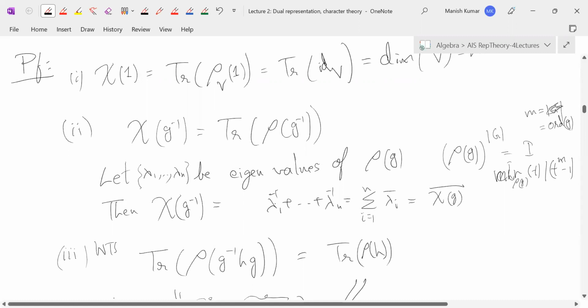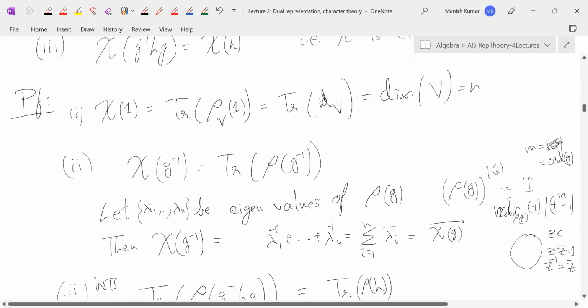If you have a root of unity, it lies on the unit circle, and its inverse is its conjugate. If z lies on the unit circle, then z inverse times z bar is 1, so z inverse is just z bar. So you can replace lambda i inverse by lambda i bar. What you get is chi of g inverse is the same as chi with a bar outside, that is, chi g bar. So that proves number 2.